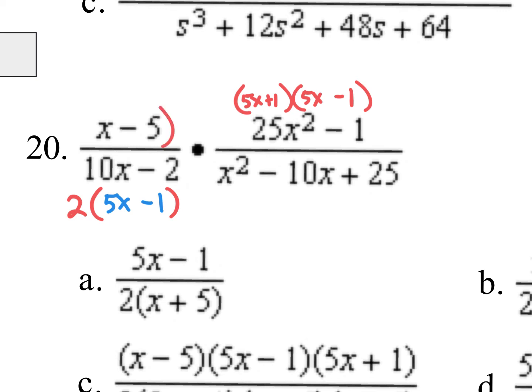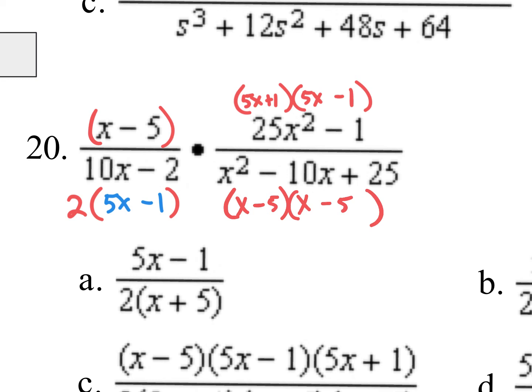And again, we weren't able to do anything with that top one, so we just leave it like that. I'm putting it in parentheses just so it'll look like the other binomials. And down here in the denominator of the second fraction, what times what is the c value, 25, that if I combine together is the b value, negative 10? Negative 5 and negative 5, right? Negative 5 times negative 5 is positive 25. When you combine it together, it is negative 10.